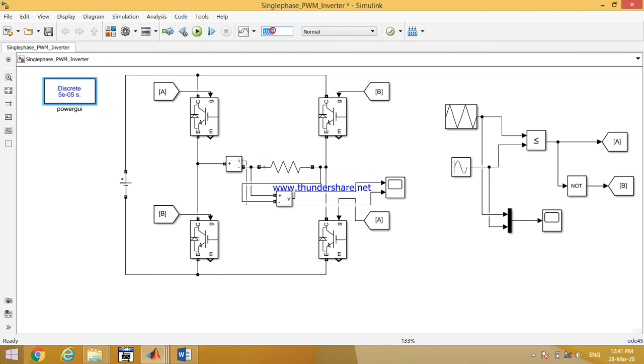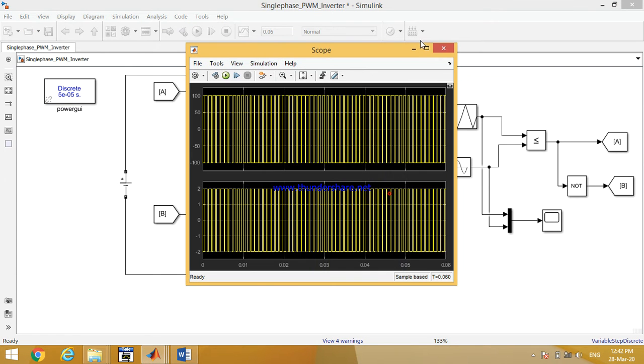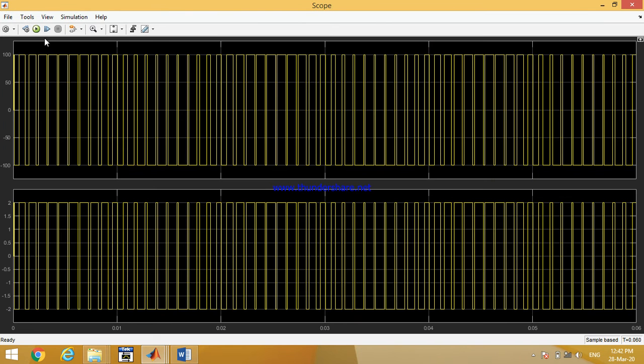Right, now we run our circuit for 0.06, that's an example for 3 cycles, right? So we are running. Okay friends, see students, this is the output voltage waveform and this is our output current waveform.